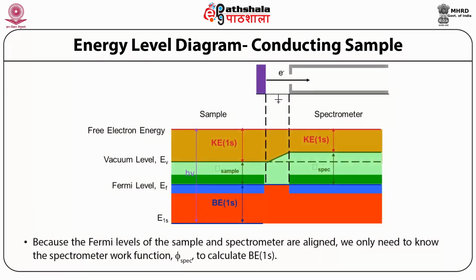In the figure, there is the energy level diagram for a conducting sample. This diagram is called the sample-spectrometer energy level diagram for a conducting sample. You can see that the Fermi levels of the sample and spectrometer are aligned, and we only need to know the spectrometer work function.